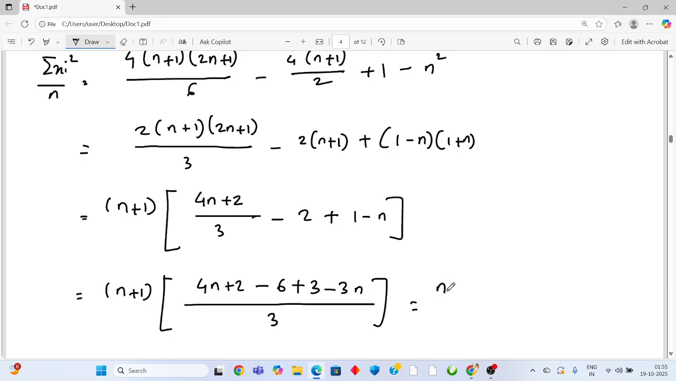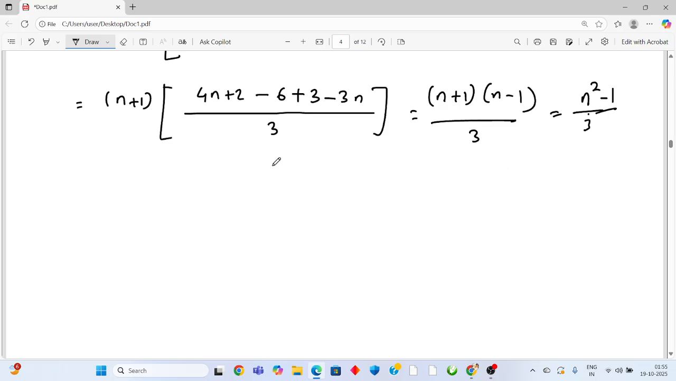So this is basically n plus 1. 4n minus 3n is n. 2 plus 3, 5 minus 6 is minus 1 by 3. So basically we are getting n square minus 1 by 3. So the standard deviation sigma s will be the square root of n square minus 1 by 3.